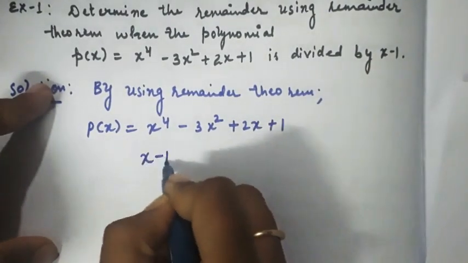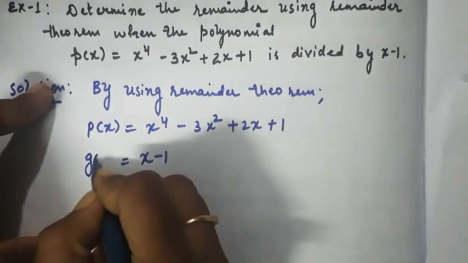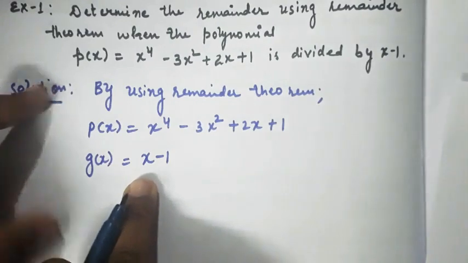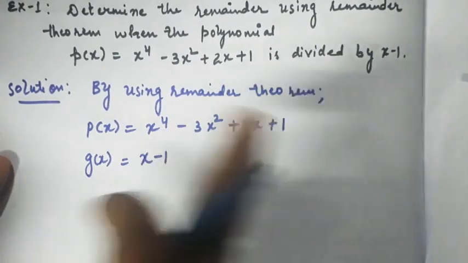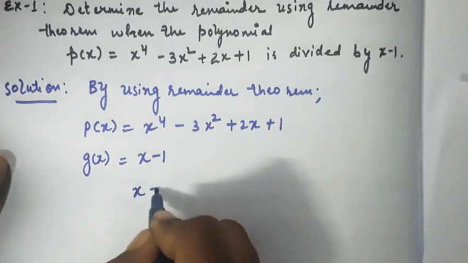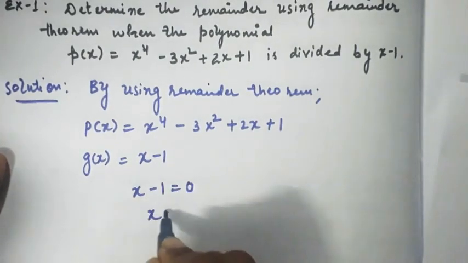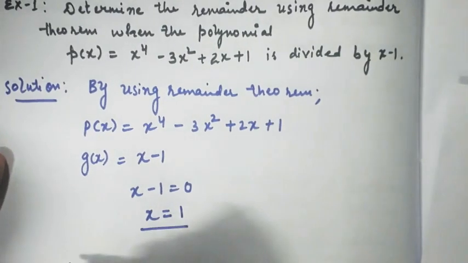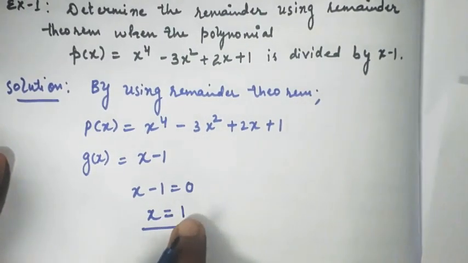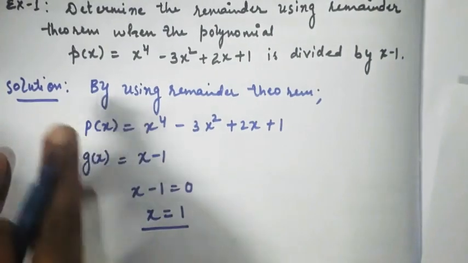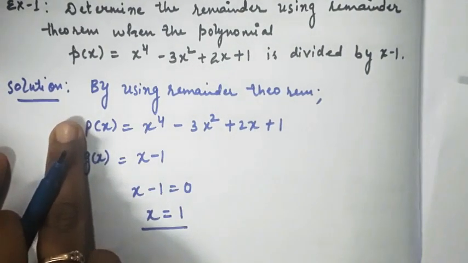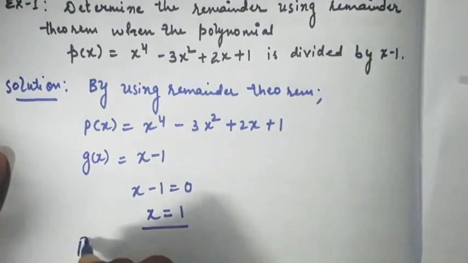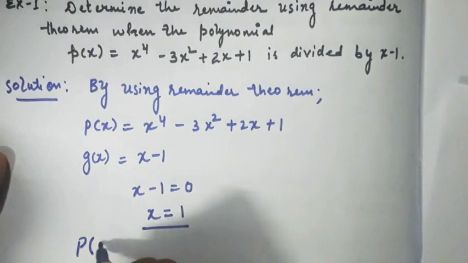Divided by x minus 1. You can take it as another polynomial, that is g(x). Okay, now what's the next thing? To find the value of a, we need to equate this thing equal to 0, right? So equate this thing equal to 0 to get the value of x, or you can say a, that is 1. I got it. Now I need to substitute x equals 1 in the polynomial in place of the variable x to get the remainder, right? So I will replace x with 1.